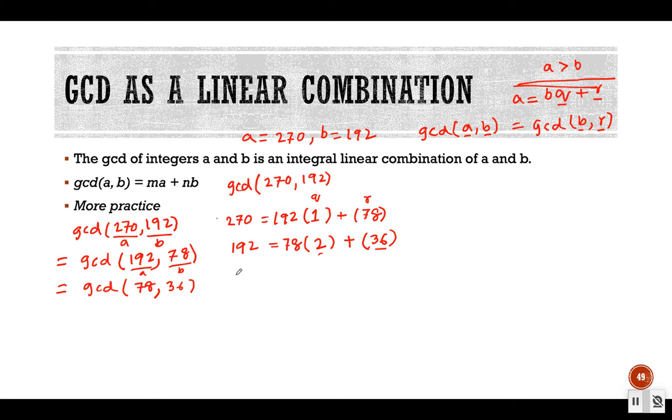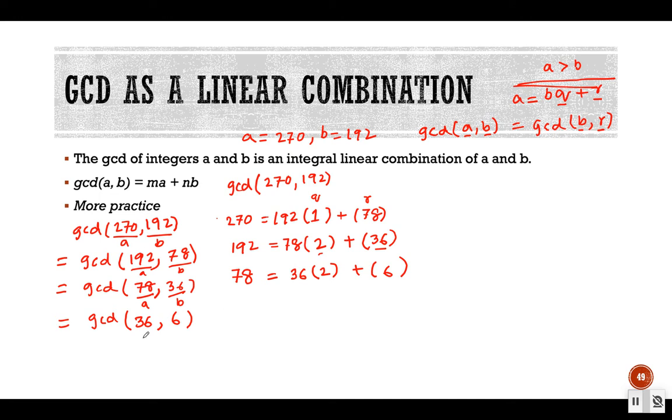Now how can I find that? Let's consider it as A and B. So now I can represent 78 as 36 times something plus something. That's something easier: 36 times 2 gives me 72, and the remainder will be 6. So this GCD value is the same as GCD of 36 and 6.